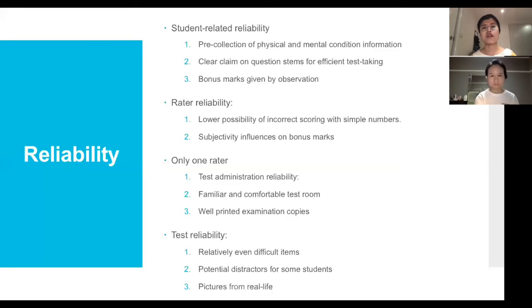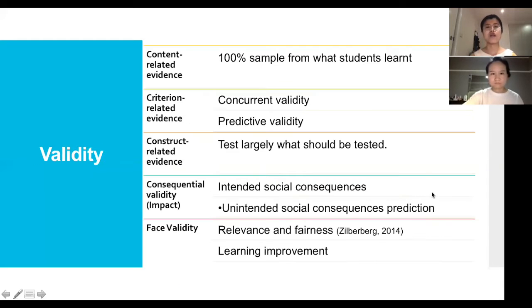The second point, reader reliability, low possibility of incorrect scoring with simple numbers. Testing results would be marked by exact numbers. There are only 2 possible outcomes for each spelling question or matching pass, getting 1 or getting 0. Once the reader sticks to the criteria, it is not highly influenced by subjective views.